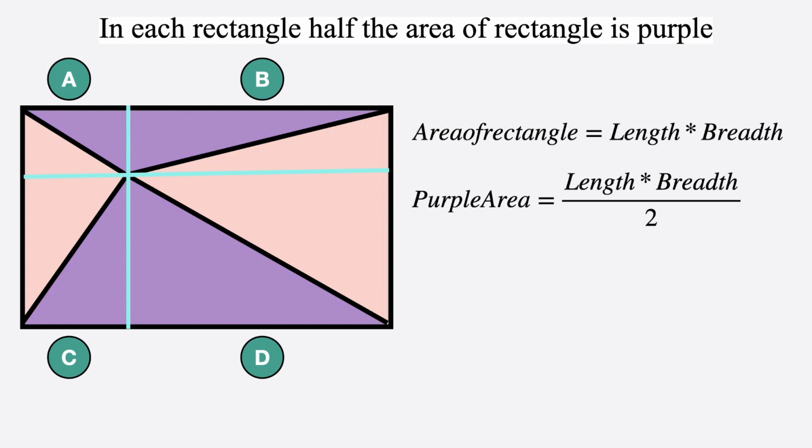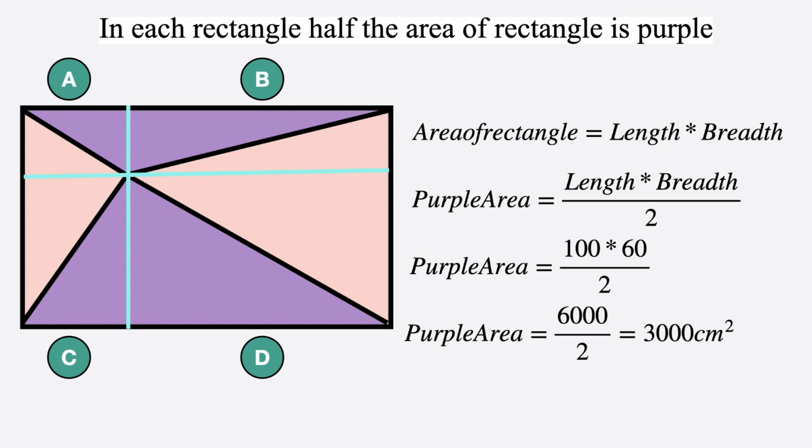Substitute the values of length and breadth in the formula. Now the purple area equals 100 times 60 over 2 square centimeters. After solving this, we get 6000 over 2 square centimeters, and finally 3000 square centimeters. Thus the purple area in the flag is 3000 square centimeters. We can easily solve this problem by conveniently dividing the flag into 4 rectangles.